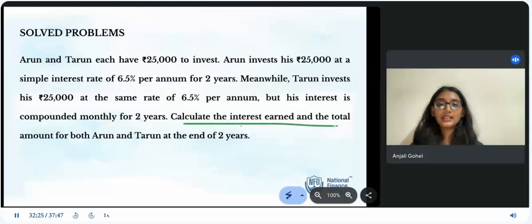Calculate how much interest is earned by both Arun and Tarun and what's the total amount. If you know how to calculate this, pause the video here, calculate the amount and get back to check if you've done it right. Alright, now let's move to the solution.